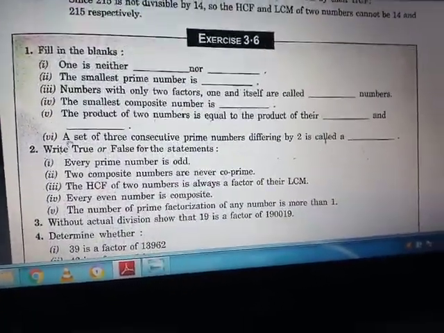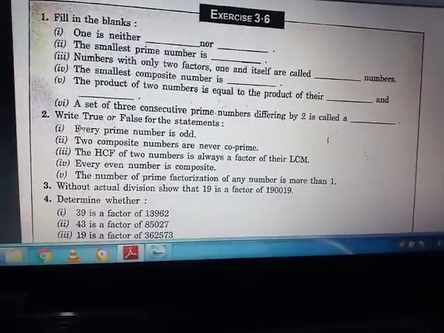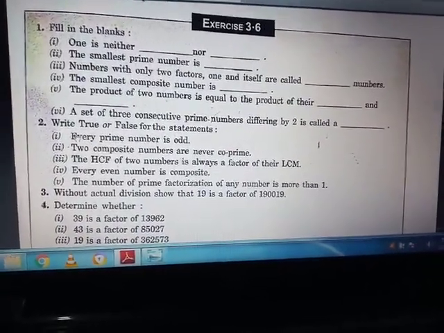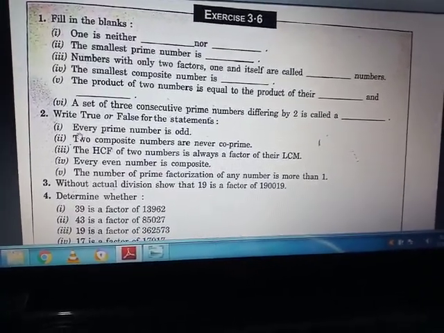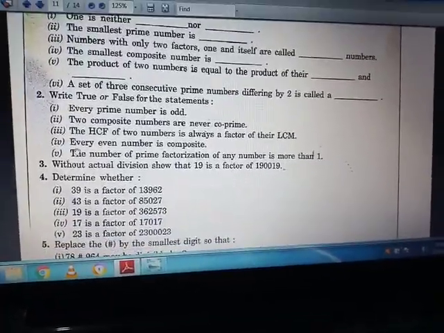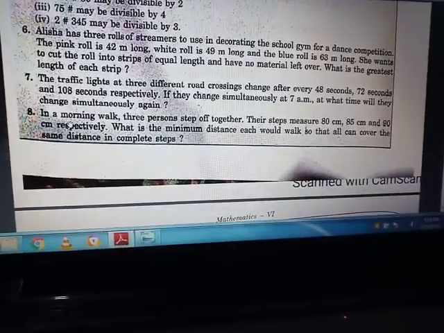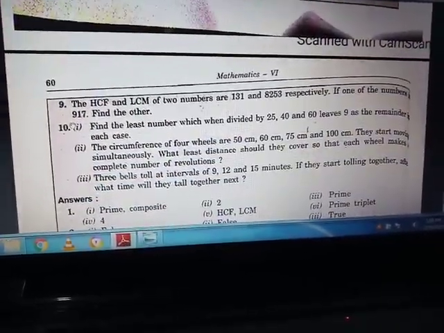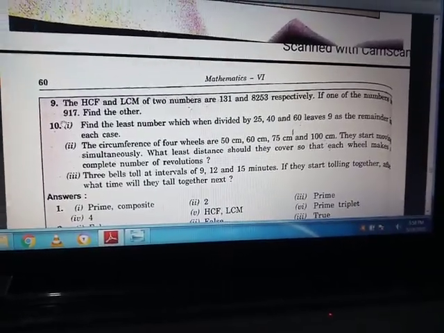So your assignment work is: solve questions 1 to 5 of exercise 3.6. I will give the PDF of the chapters in the lecture hour, in the 10 to 11 a.m. So I will provide you the chapters and you have to solve these questions, okay. So this is your assignment work, and from question number 6 onwards we will solve in the next video. Till then, stay safe, stay healthy.